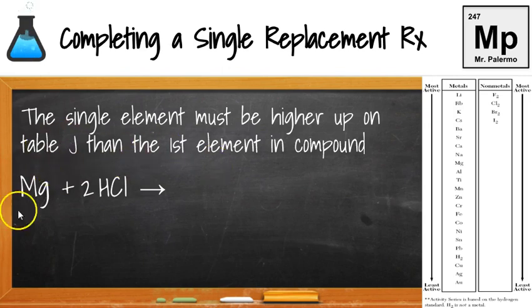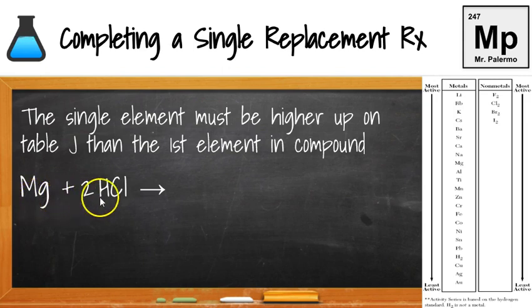When we have the beginnings of a single replacement reaction and they ask you to complete that, you have to first see, does the reaction even take place? So we're going to go in a reference table to Table J. If this single element is more reactive, meaning is it higher up than the first element in the compound, then it is going to replace it.